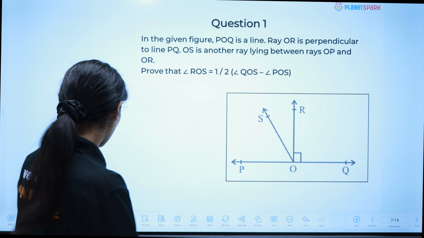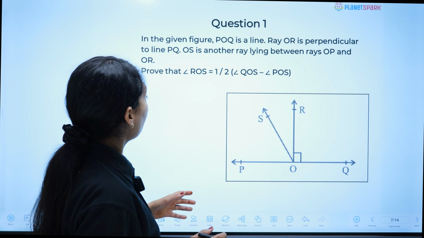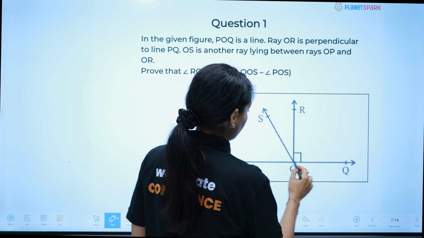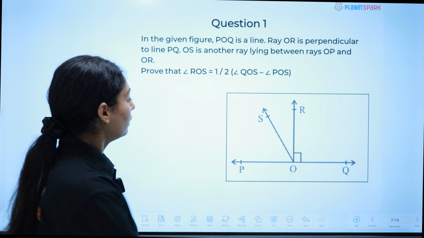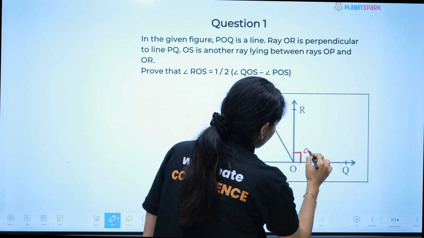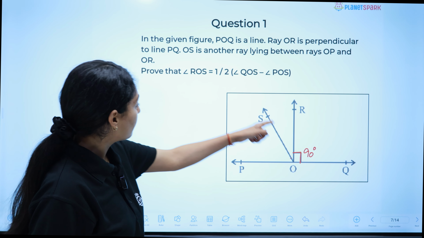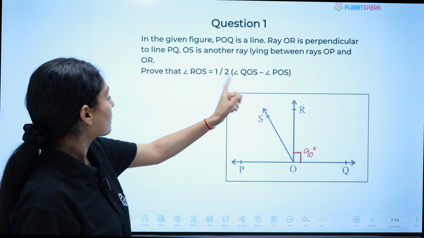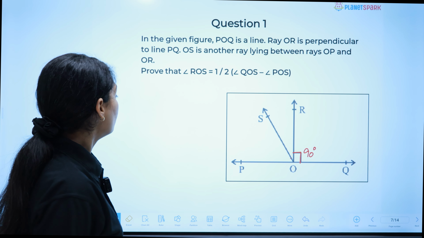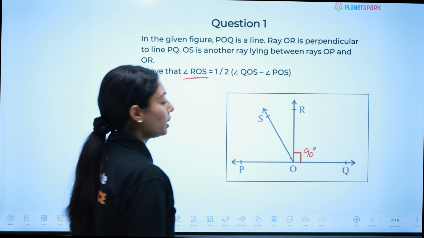Now let's look at the questions here. Okay. First one. In the given figure POQ, this is a straight line. Then on that OR is a ray that is perpendicular. That means ये angle का measure क्या है? 90 degree. Another ray is there OS, right? That is lying between these two rays. Okay. We have to prove angle ROS is half of QOS minus POS.